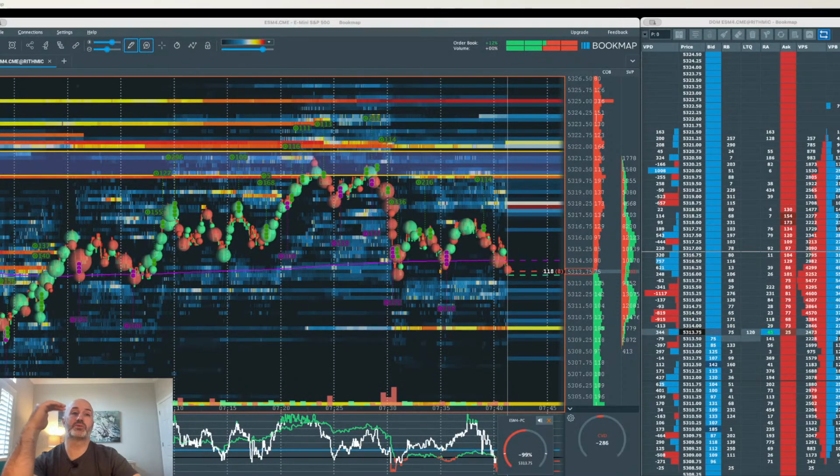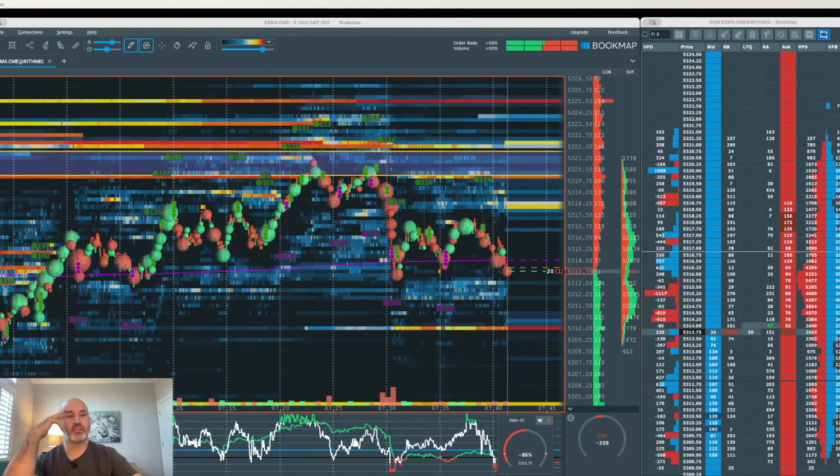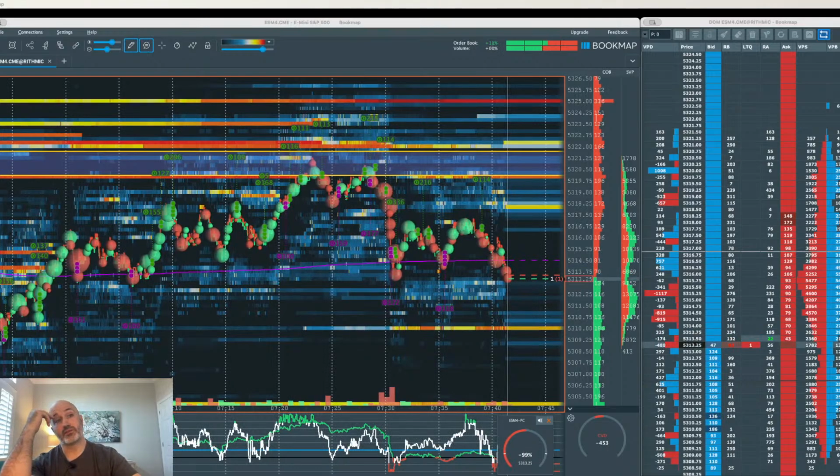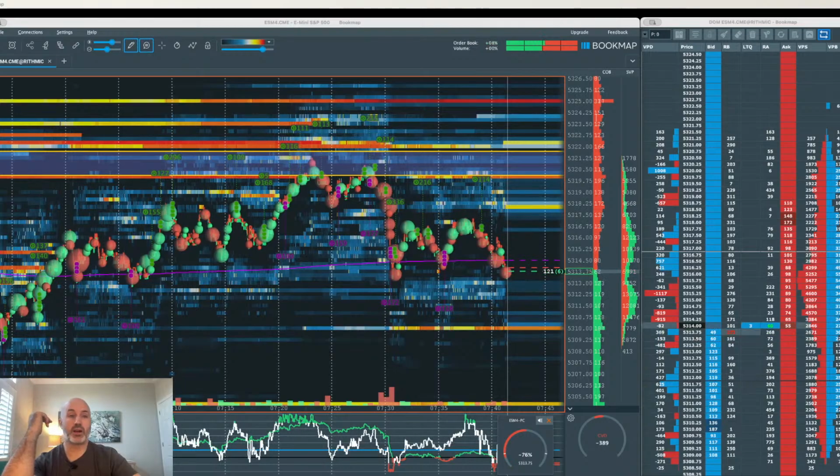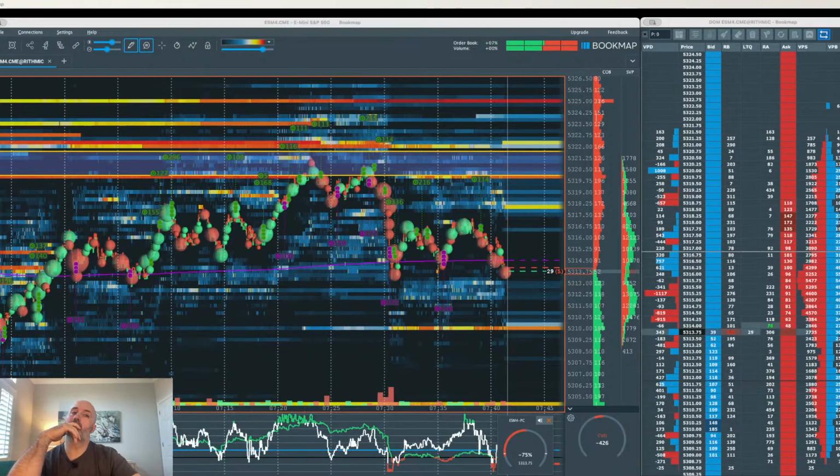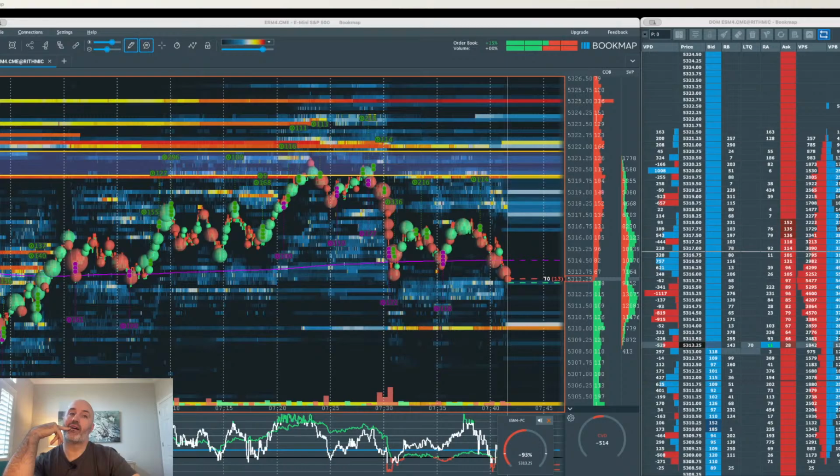I need it to push through here. Let's go. Let's go. I need sellers to overcome the buyers right here in this 53.13s. Pop it down to 53.12. Let's see some movement here. Moment of truth. Let's go. Come on.